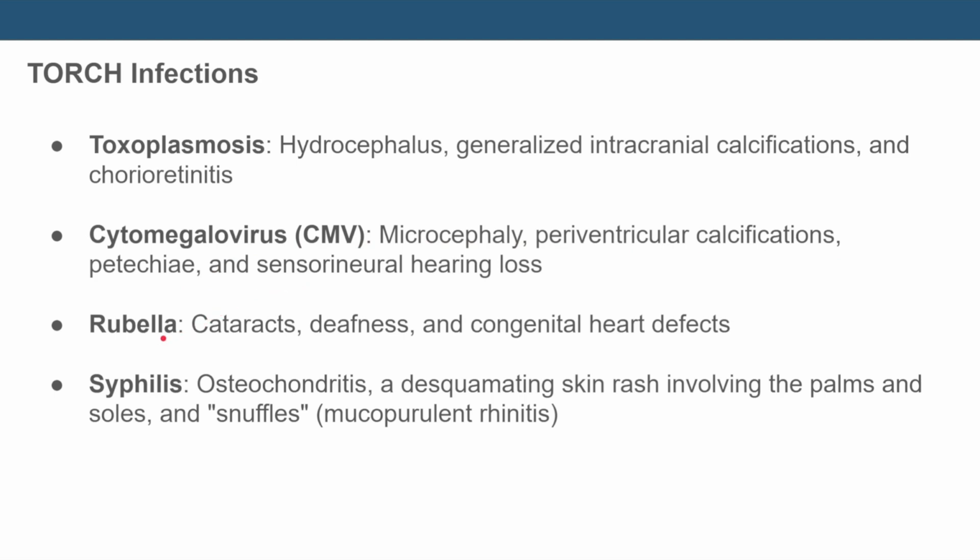For rubella, you're also going to see hearing loss, deafness, also cataracts, and congenital heart defects. So for the USMLE, two things you have to think of when you see deafness. First one is rubella, and second one is going to be CMV. The other one is syphilis. You can see osteochondritis, a disseminating skin rash involving the palms and soles, and snuffles, which is mucopurulent rhinitis.